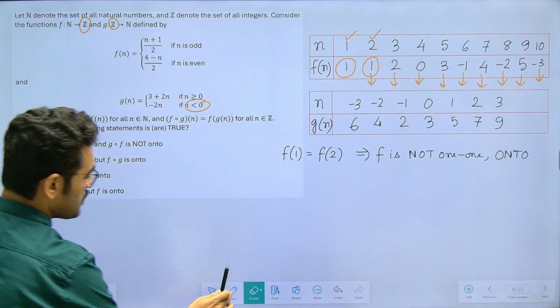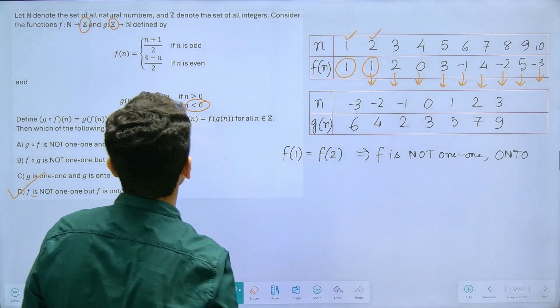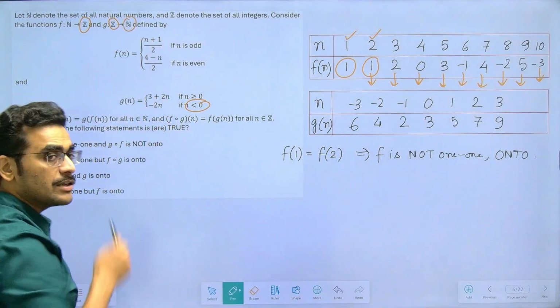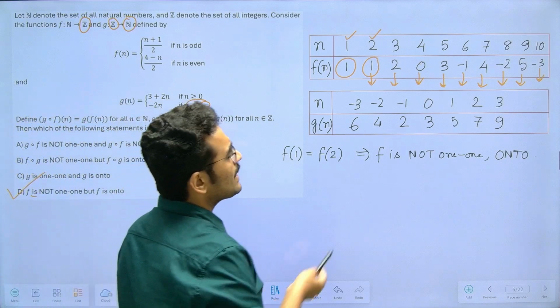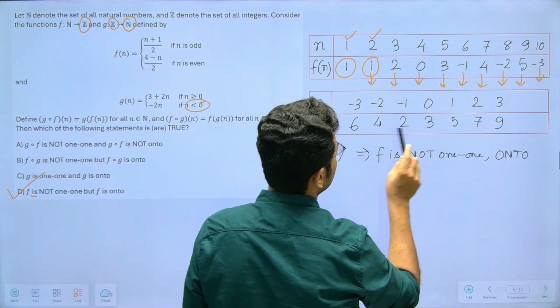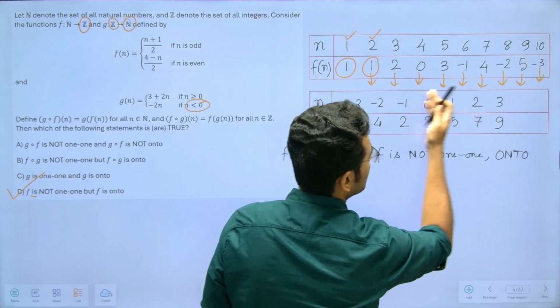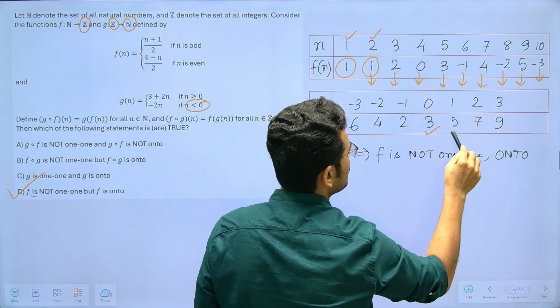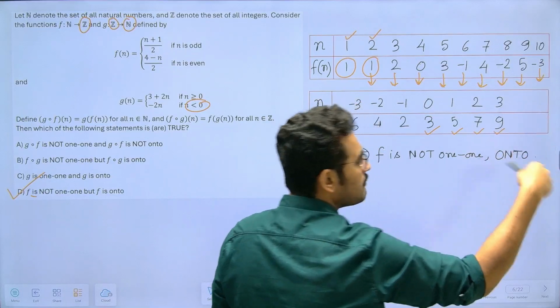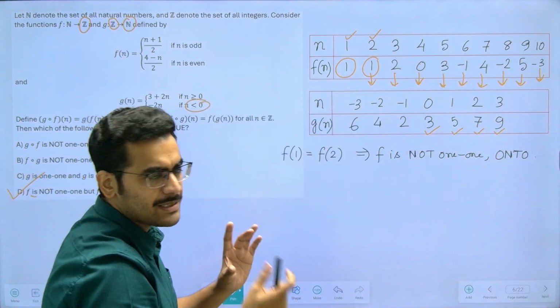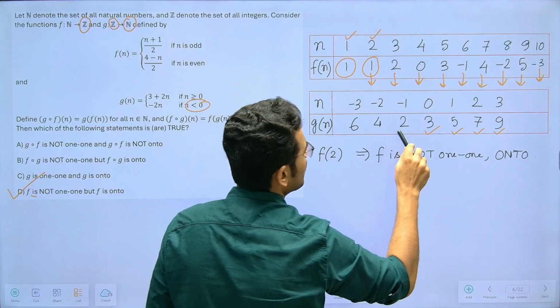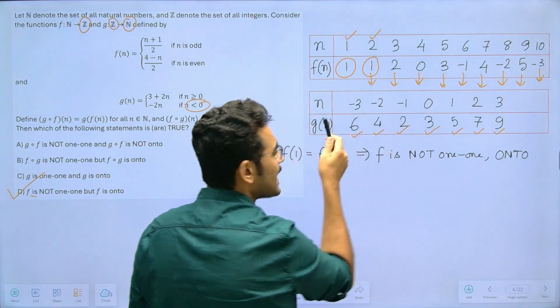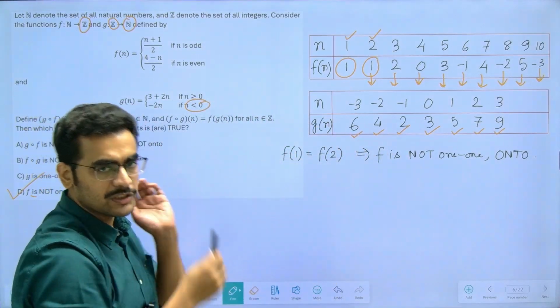Next, for g, what is the codomain? For g the codomain is the set of natural numbers. But clearly you can see the values returned by g. For n starting from 0, I am getting 3, 5, 7, 9, 11, 13, like the odd positive integers. And for negative n, I am getting 2, 4, 6, 8, 10, 12, that is, even positive integers.